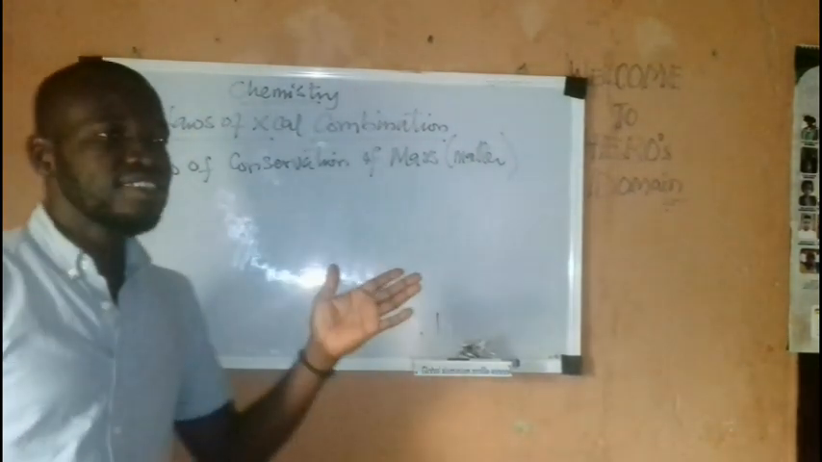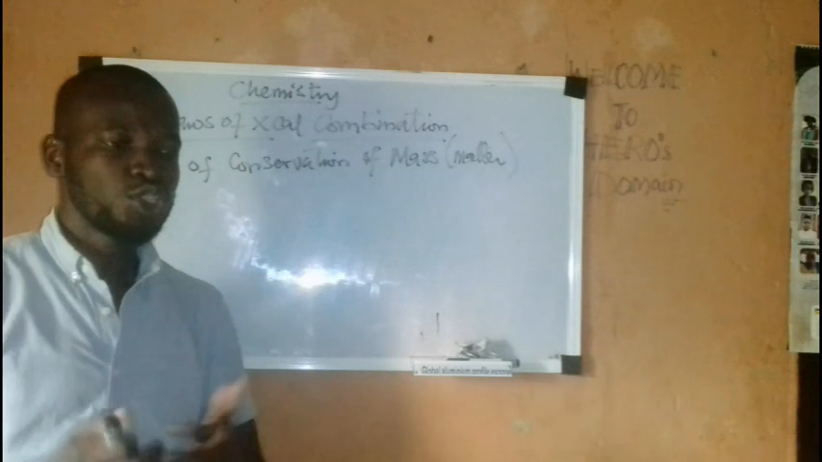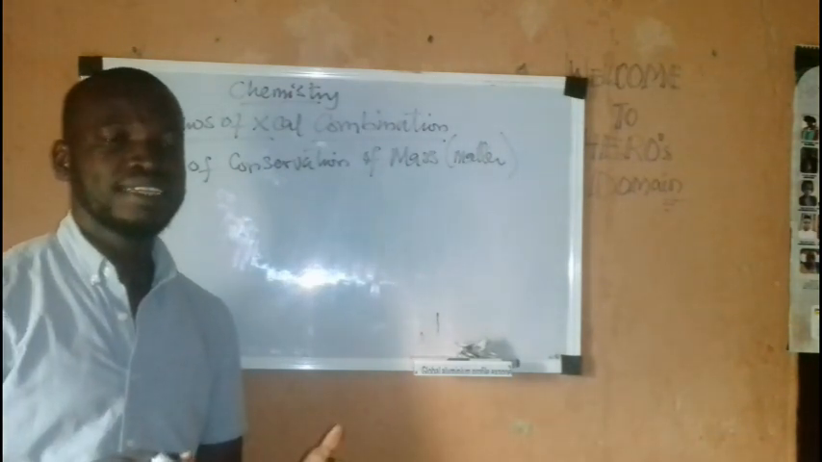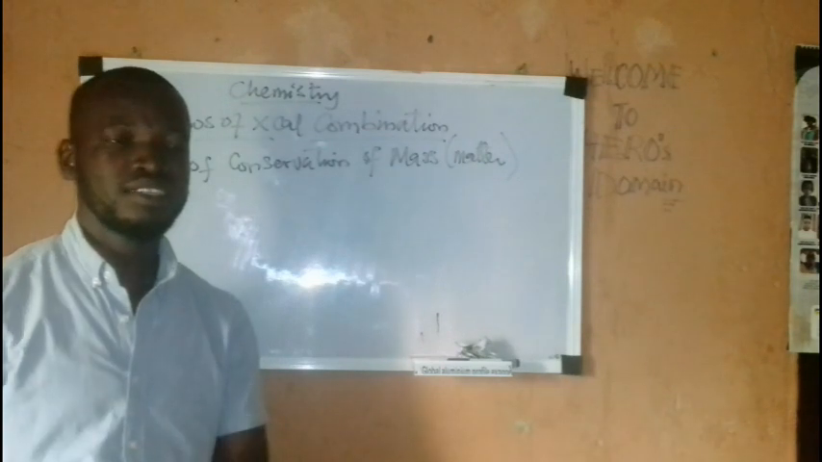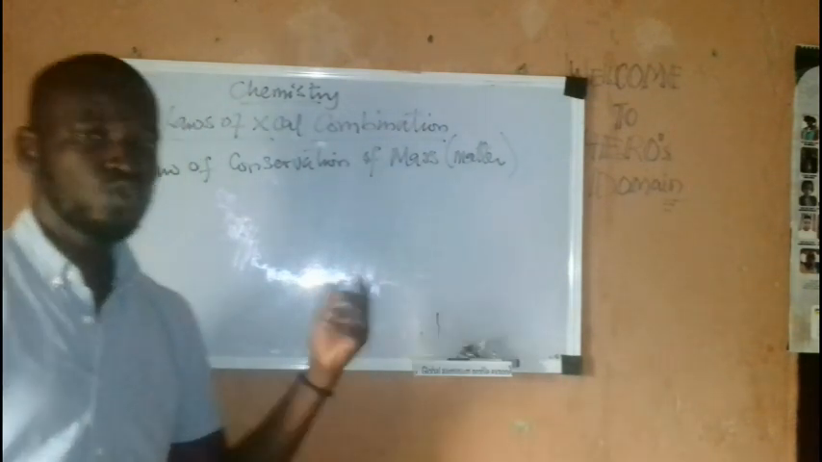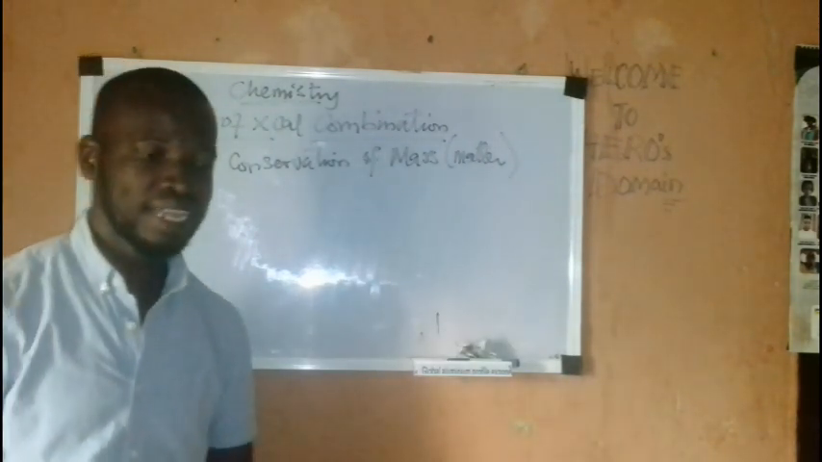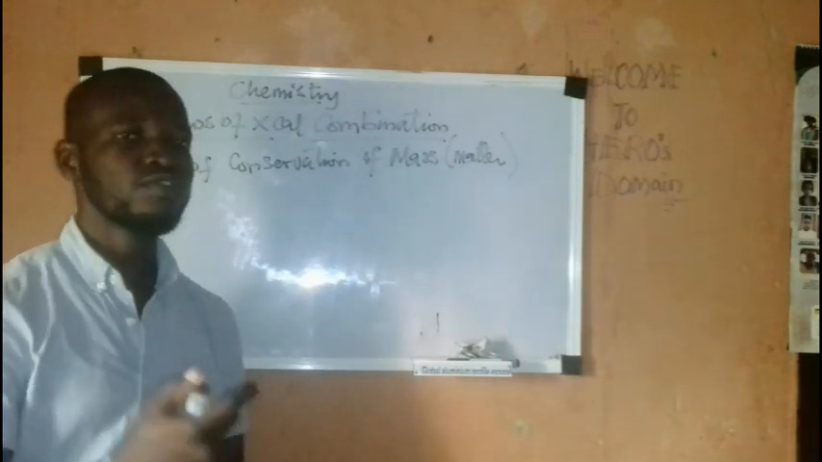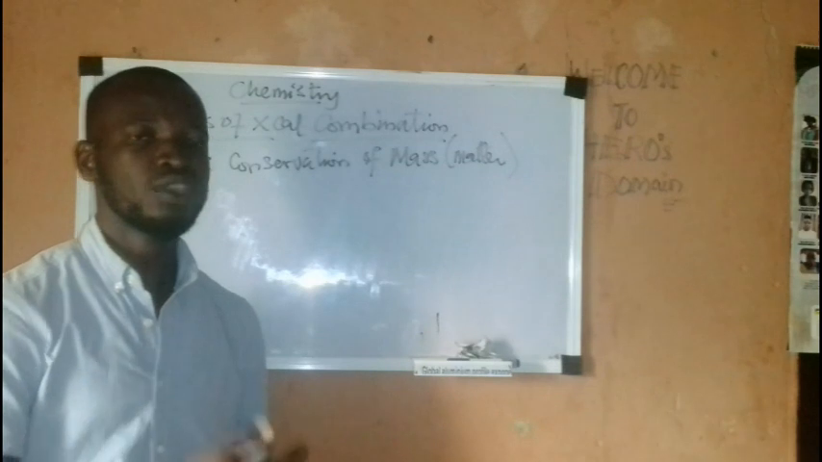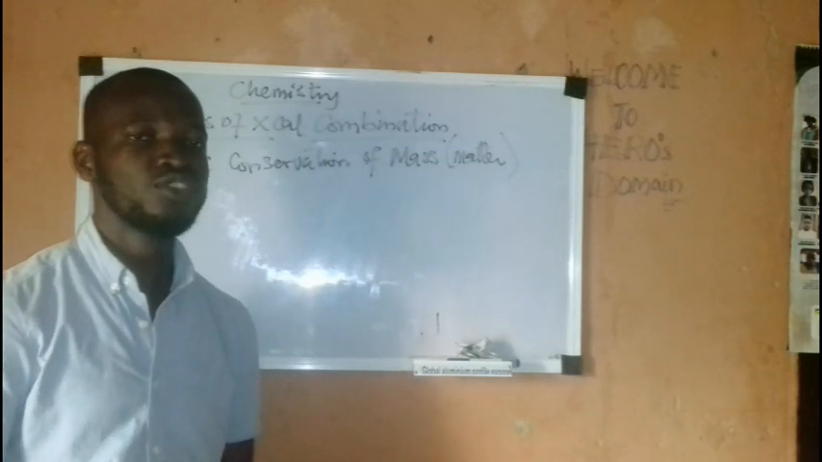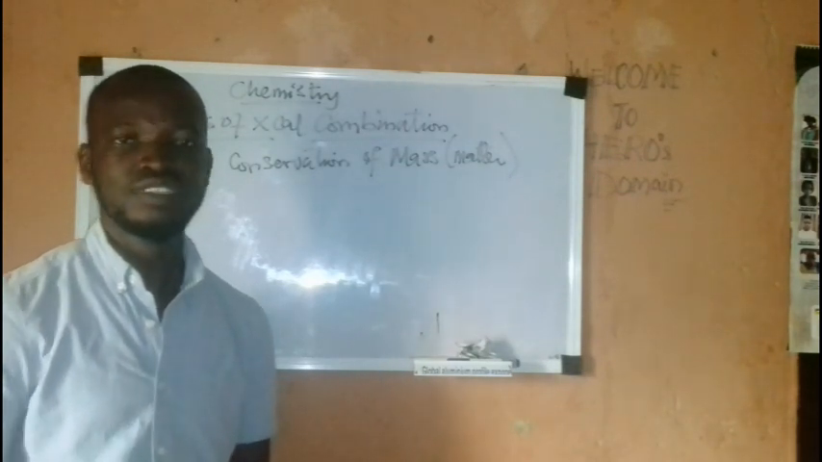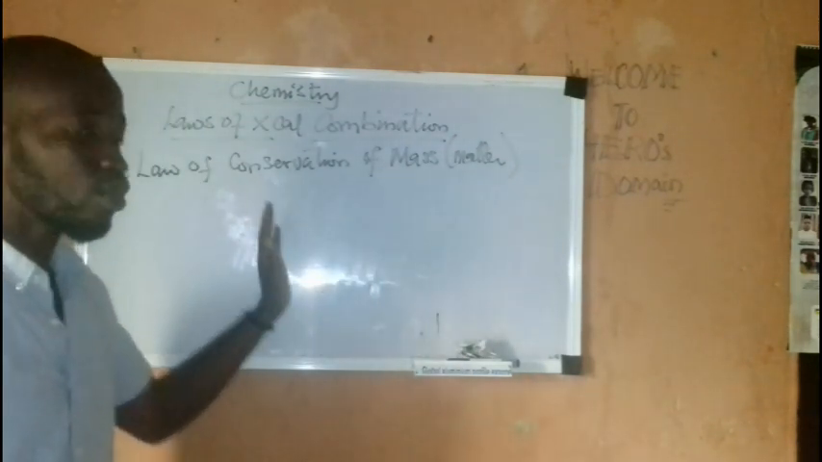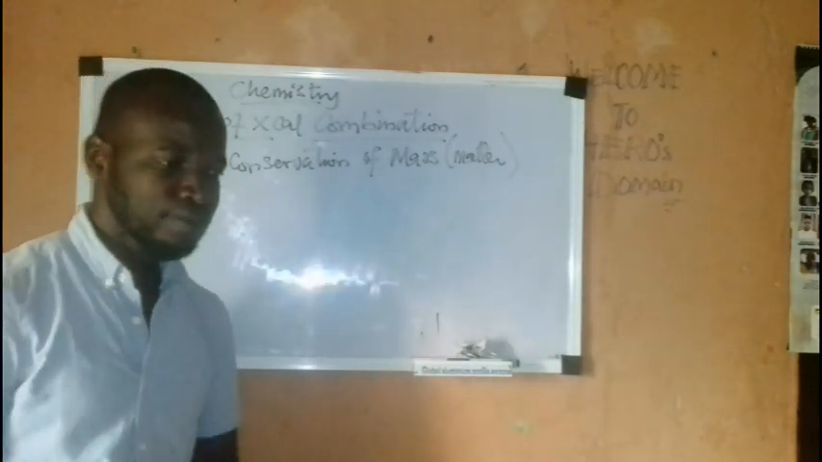this law states that during an ordinary chemical reaction, matter can neither be created nor destroyed. This is what this law says. Matter can neither be created nor destroyed. I believe this was taken from the theory of John Dalton. Remember one of his theories: matter can neither be created nor destroyed. So this is the first law of chemical combination.